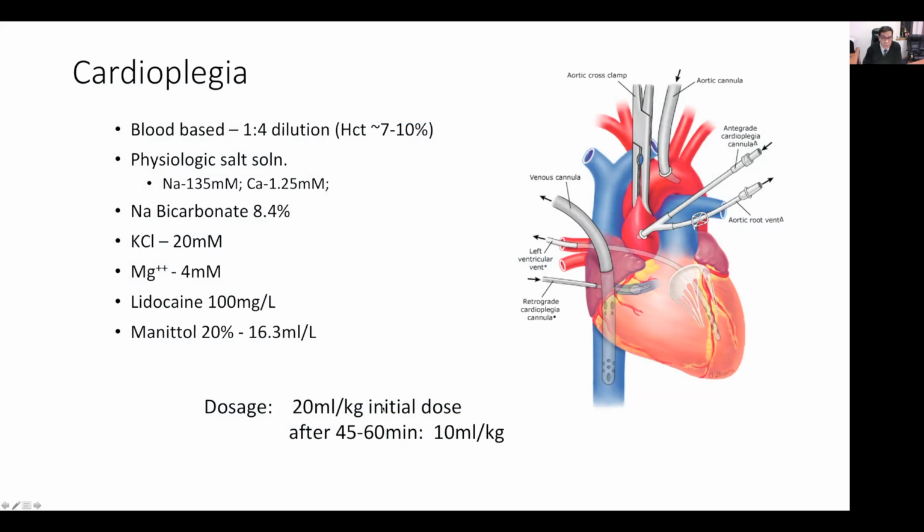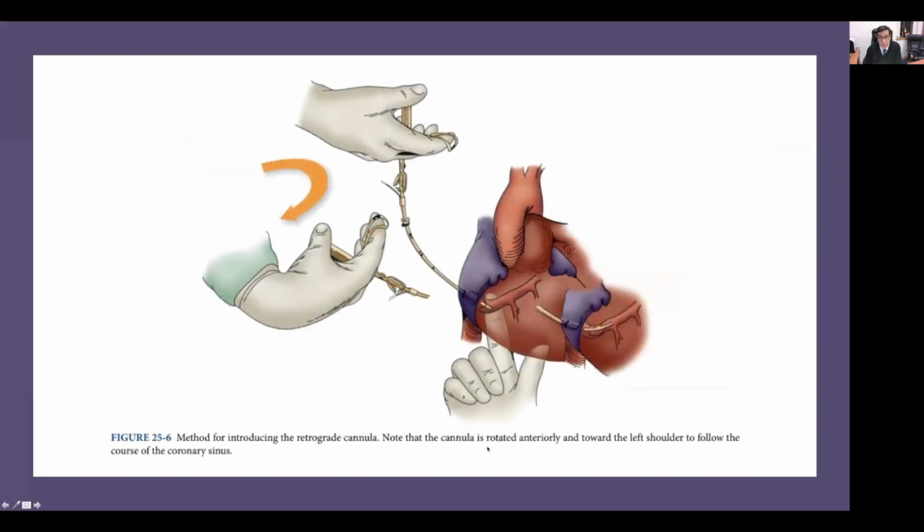The dosage that we typically use is 20 mL per kilogram. It's the initial dose. Typically, it's about 1 liter for an adult, and then about half a liter repeat dose, typically after 45 to 60 minutes.